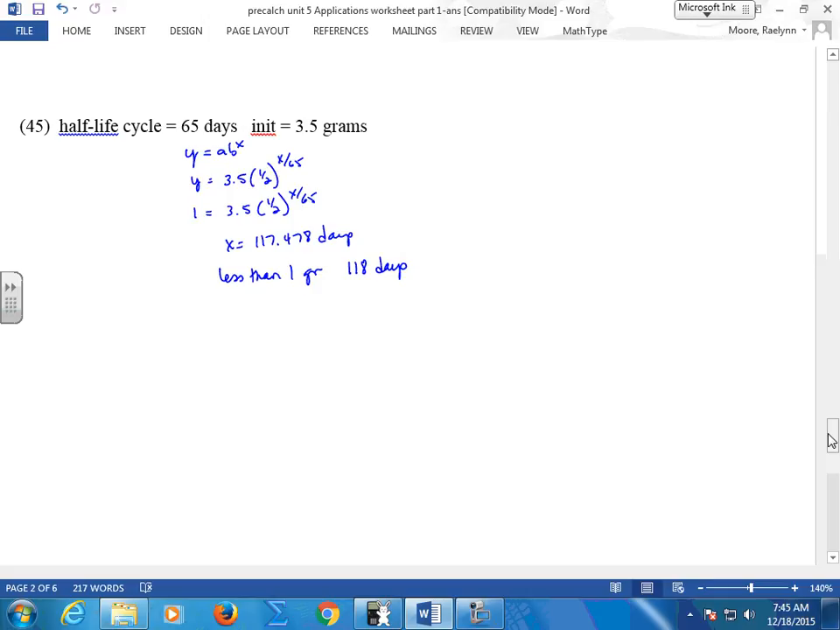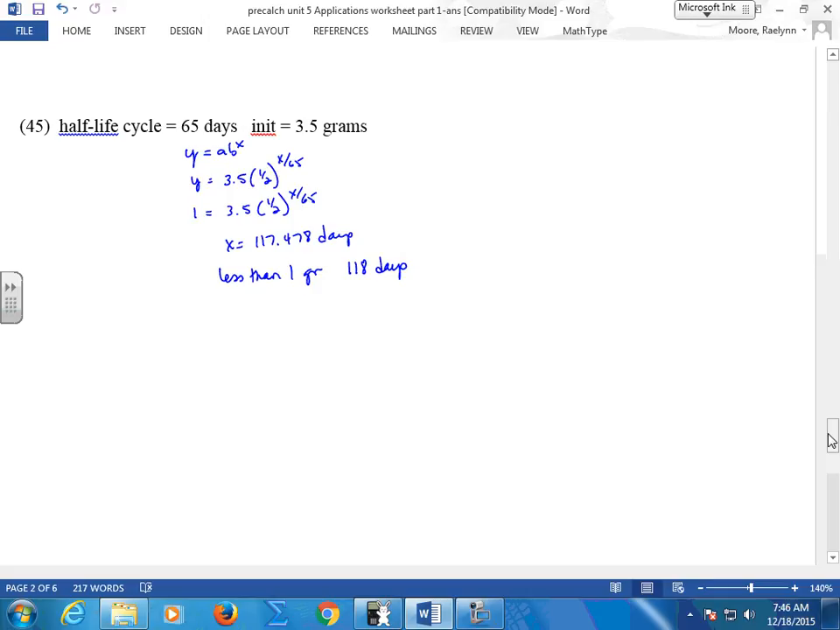Okay, half-life again, here's your rate, half-life. Now you're cycling this half-life every 65 days. Some of your elements have a half-life of 100 years, so you don't want to calculate it every year, you want to calculate it every 100 years. Sometimes it's years, sometimes it's days, sometimes it's months. It's decreasing and decreasing. So start with your initial grams and decrease it. It's less than 1 gram after 118 days, if you're rounding to the full days.